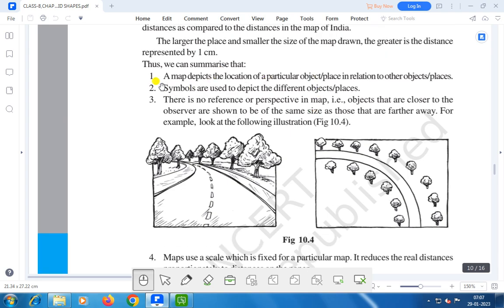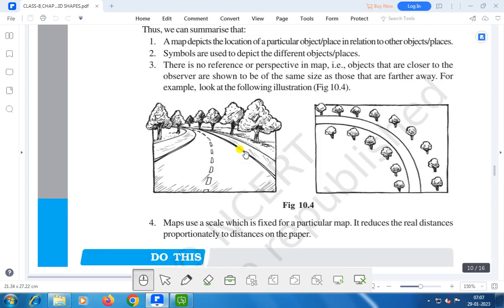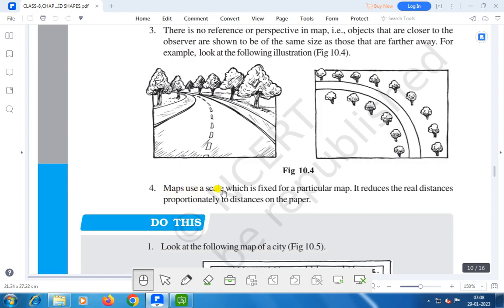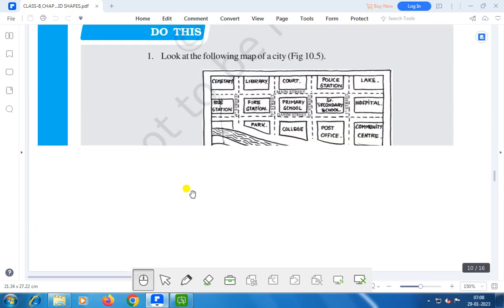Thus, we summarize that a map depicts the location of a particular object or place in relation to other objects and places. Symbols are used to depict the different objects and places. There is no perspective in a map. Objects that are closer to the observer are shown to be of the same size as those that are further away. For example, look at the following illustration. This is perspective: the closer one is greater, and this one is smaller, right? This is perspective. Maps use a scale which is fixed for a particular map. It reduces the real distances proportionately to distances on the paper. Right?